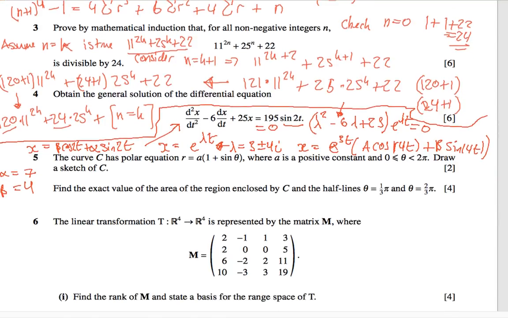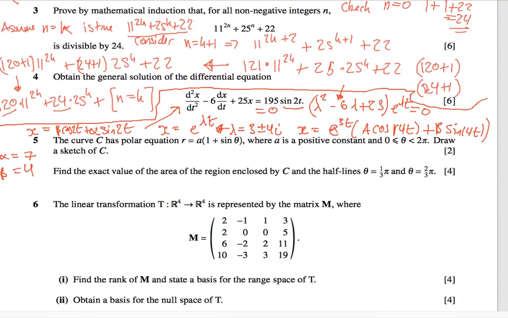Right. Now for the next one, I'll just, no, I think we can read that. Okay, so curve C has a polar equation r equals a times (1 plus sine theta), where a is a positive constant and theta ranges between 0 and 2 pi, including 0, not including 2 pi. Okay, and once you draw a sketch.